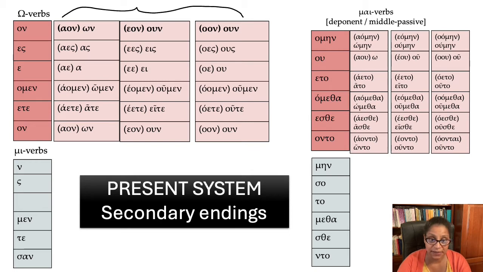So when you get into the middle, it's the same thing. You're just putting the endings straight onto the stem. So main, so, to, metha, sthe, nto. And just as with the present, the same thing happens here with the second person. Ou and so are the same thing, because once again, the rule was that if you are tacking an ending onto the omega verbs, you need a buffer, and when it's a sigma, it's epsilon. When it's a mu or a nu, it's omicron.